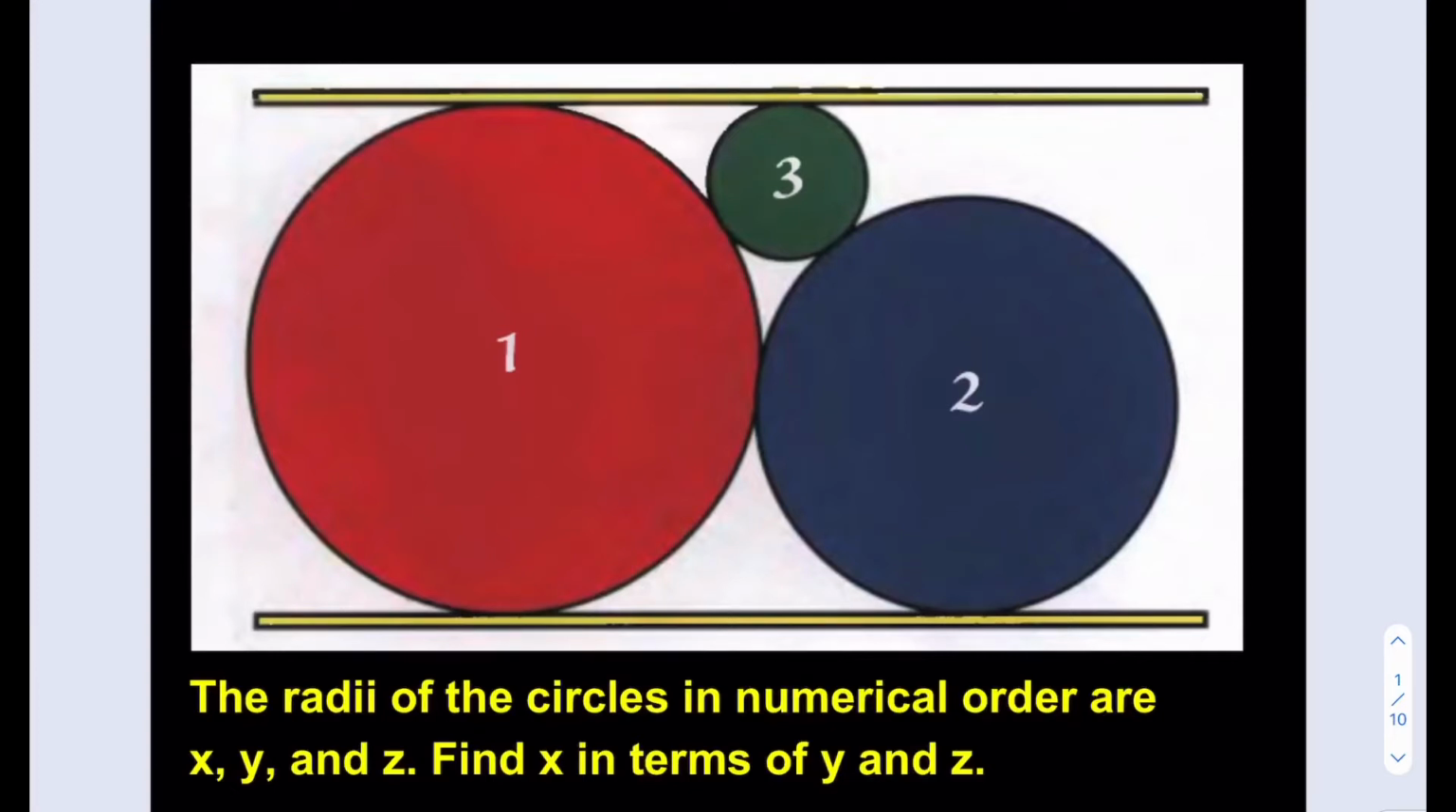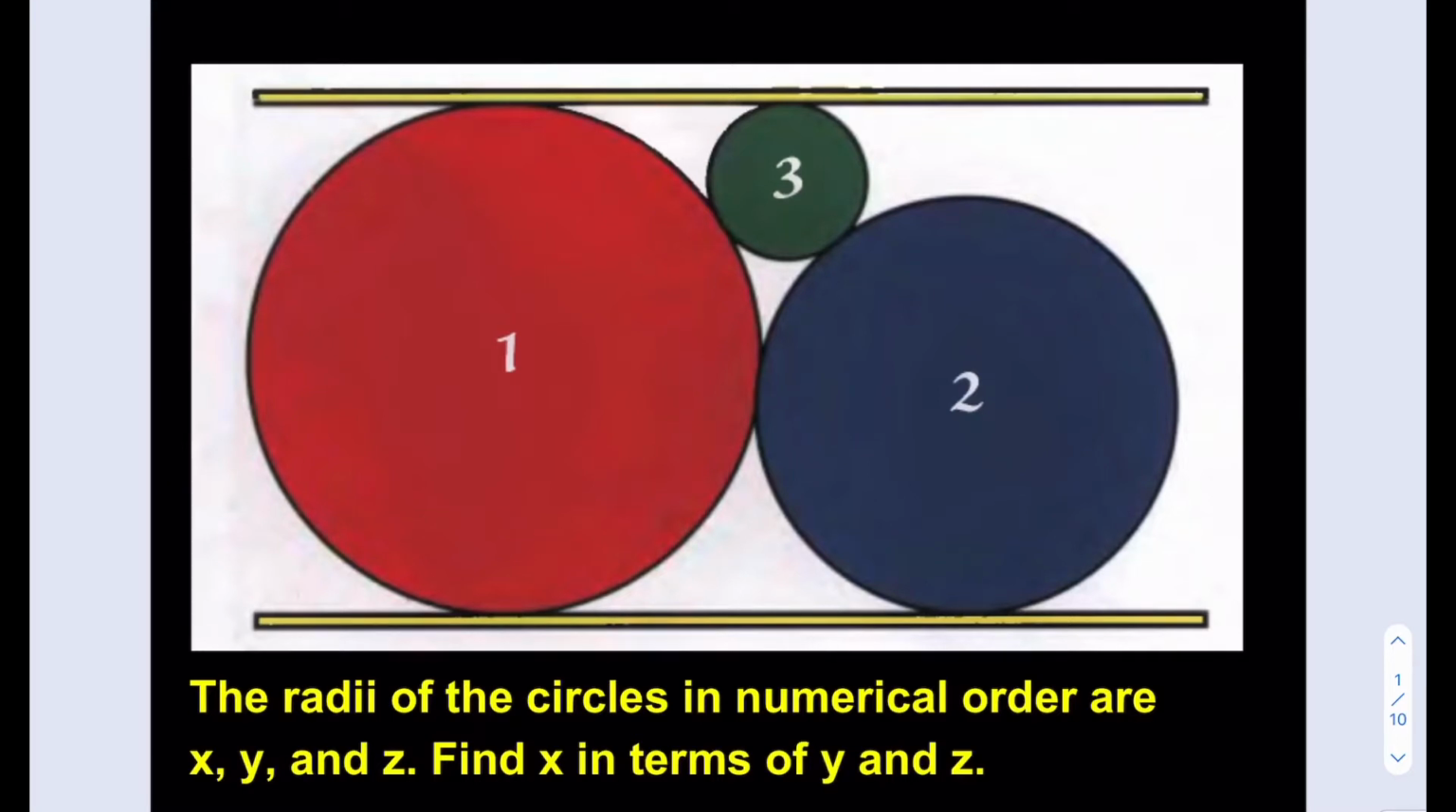Hello everyone, in this video we're going to be solving a Sangaku problem, which are also called Japanese temple problems. The radii of three circles are given in numerical order, x, y, and z. We're supposed to find the radius of the largest circle, x, in terms of y and z. So at this point you can go ahead and pause the video and try the problem yourself first.